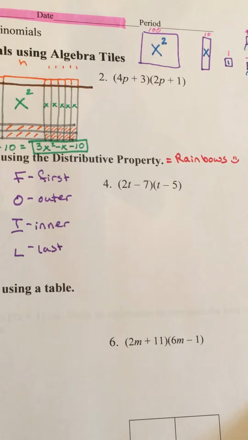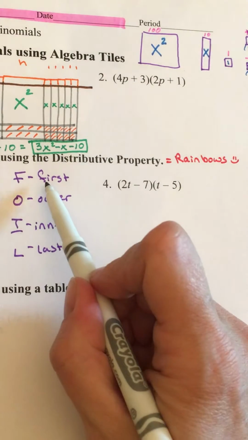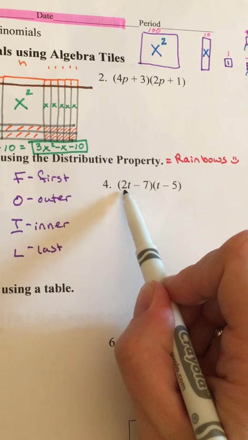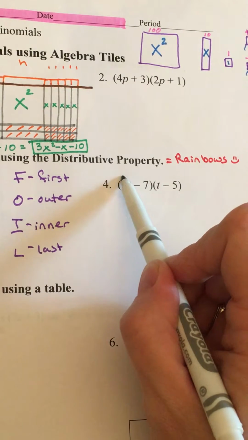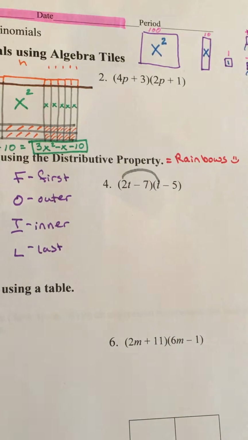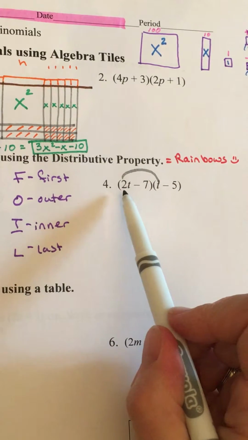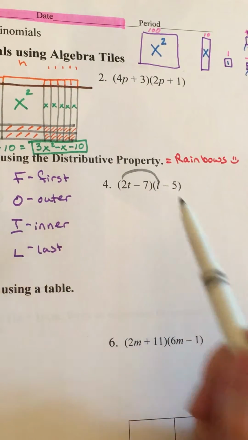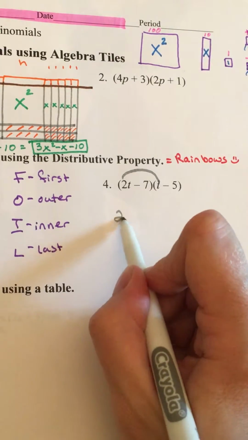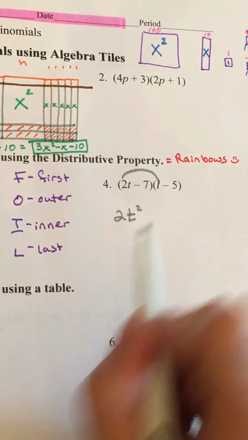All right, let's see if we can use it. Again, I use my rainbows. So the first two, here's my first, here's my first. First term times first term. So 2t times t will be 2t squared.